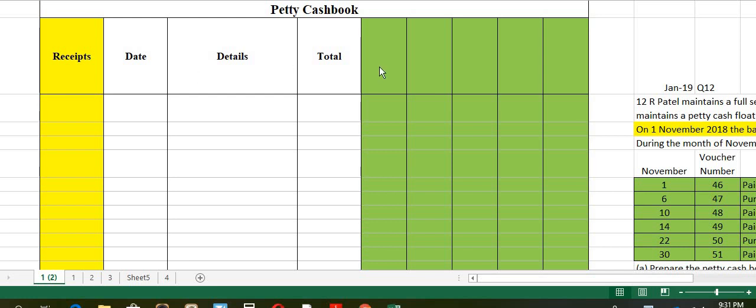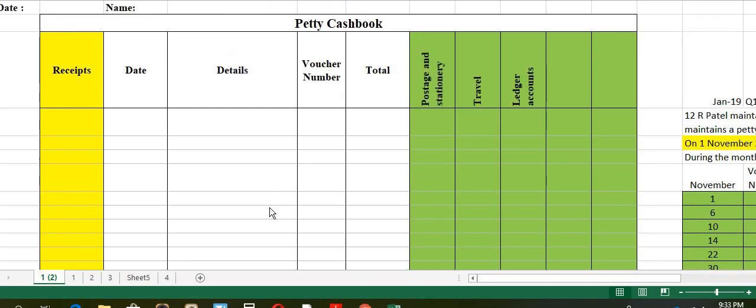Today we will learn how to enter transactions in a petty cash book. As you can see, the debit side is color coded with yellow and the credit side with green. The debit side represents whatever you receive, you enter it on the debit side. Whatever payments you make will be entered on the credit side, which is the green.